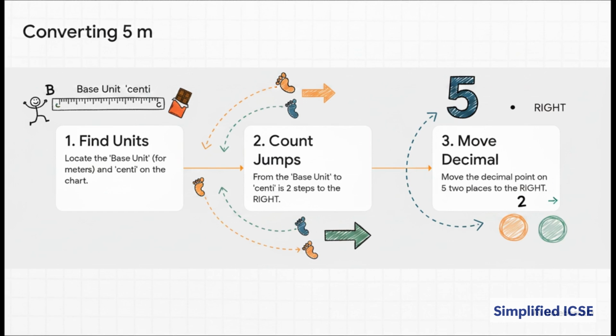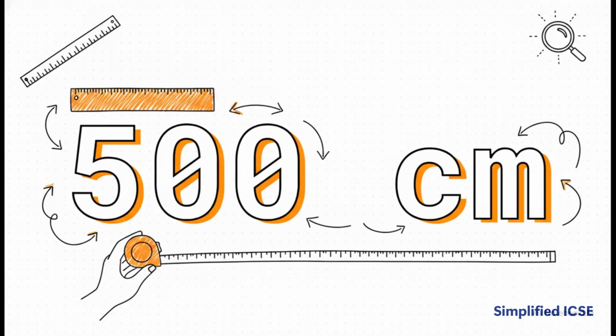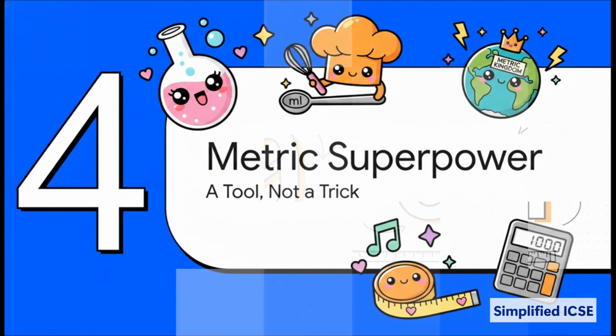So we take our number, 5, and we move the decimal point 2 places to the right, filling in those empty spots with zeros. And just like that, we get 500. 5 meters is the same as 500 centimeters. See? The exact same process works perfectly. You see, what might have felt kind of complicated before is now incredibly simple. This isn't just a party trick, it's a legitimate tool. It's your new metric superpower for cooking, for science, or for any time you run into the metric system.